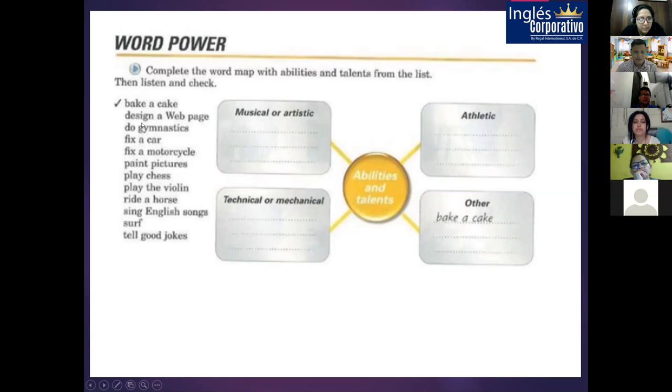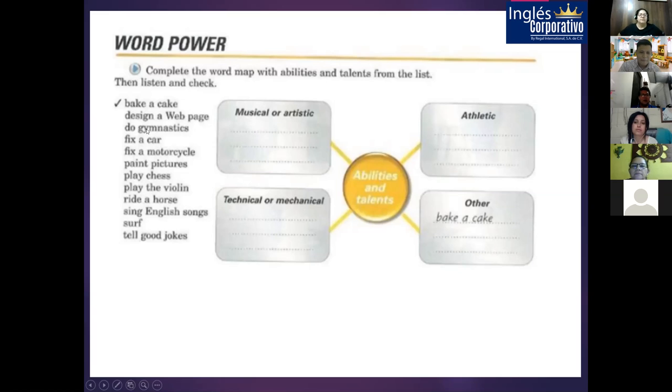Okay, here we go, Lisbeth. Read this one, please. Design a web page. Okay, design. Design a web page. Web page. Yeah. Thank you, Lisbeth. Really good. Okay, Lisbeth, according to this option that we have here, ¿dónde puede ubicar design a web page? Technical or mechanic. Yeah, really good. Thank you. Like this, right? Over here. Thank you, Lisbeth.